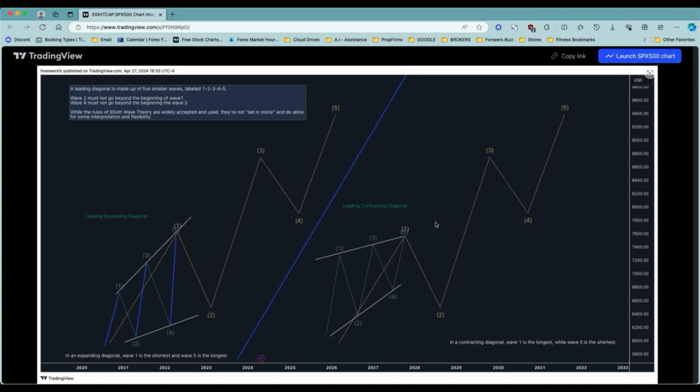So I wouldn't be too focused on whether, oh, it's expanding, or is it contracting? Which one is it? I can't tell. Oh my God, the world's gonna end. Bro, you're gonna be fine. Just mark them up. Make sure you mark them up right. 1, 2, 3, 4, 5.